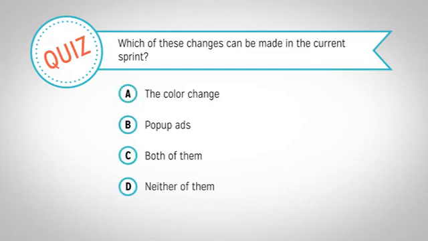Changing the color of the application is a minor change that doesn't affect the sprint goal, so that change could be implemented mid-sprint. Adding pop-up ads will take more development and does not fit with the sprint goal. This should be added to the product backlog and revisited at a future sprint. Therefore, A is the correct answer.